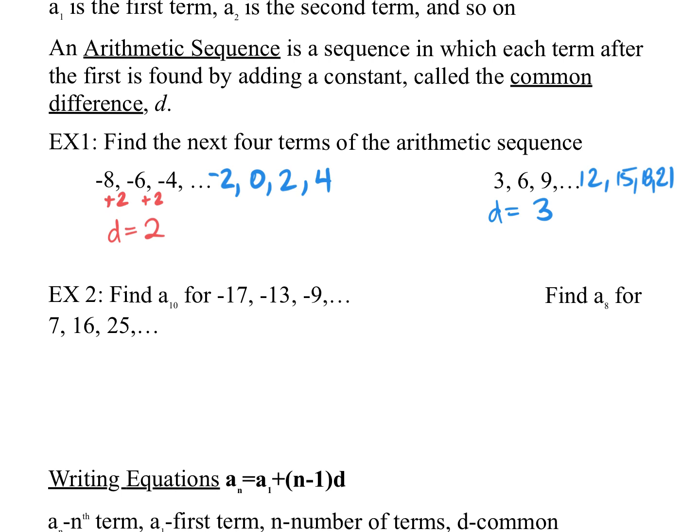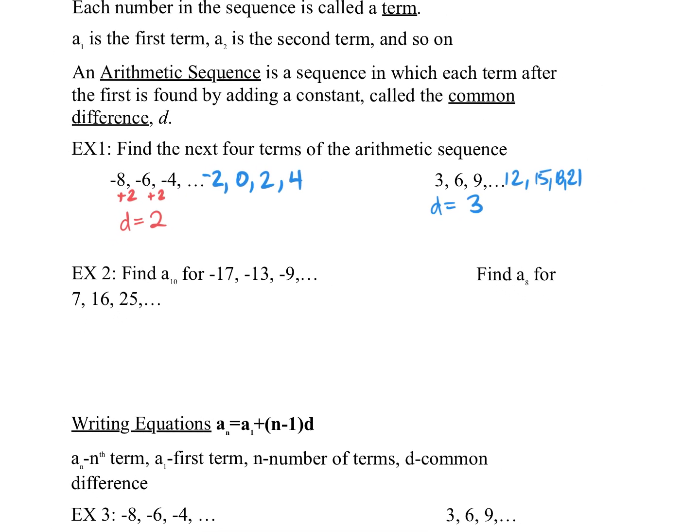Find A sub 10 for, oh wait, it didn't transfer well. Sometimes when I transfer a Word document to my Explain Everything, it moves the numbers around. So it printed fine on yours. 7, 16, 25. So find A10 means find the 10th term.